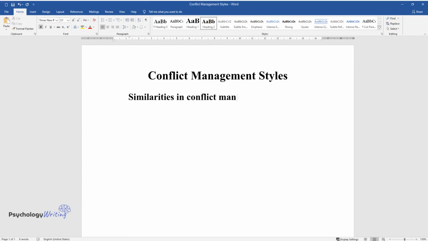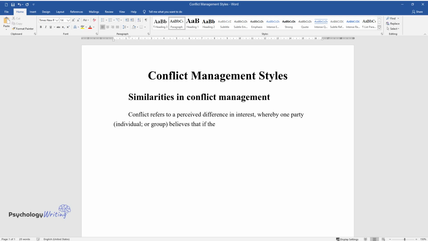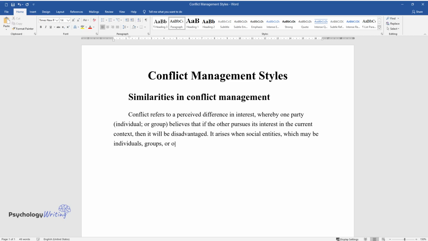Similarities in conflict management. Conflict refers to a perceived difference in interest, whereby one party, individual, or group believes that if the other pursues its interest in the current context, then it will be disadvantaged. It arises when social entities, which may be individuals, groups, or organizations, interact as they seek to attain their objectives.